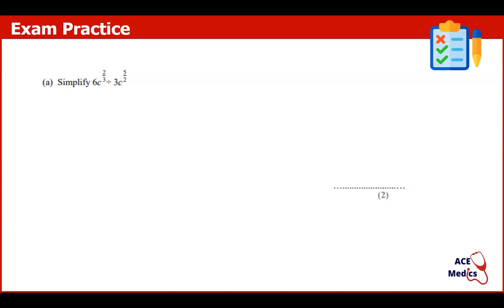So be simple about this one. Those indices, we're dividing indices. What does that mean? Are we going to add those indices? Are we going to subtract them? Are we going to multiply them? What do we want to do with those indices?